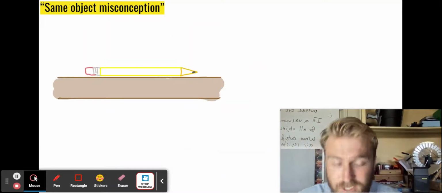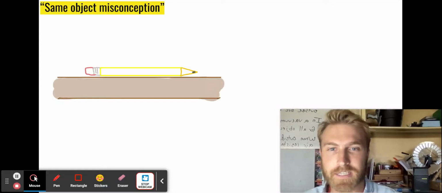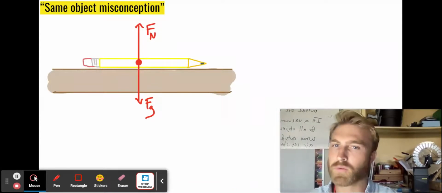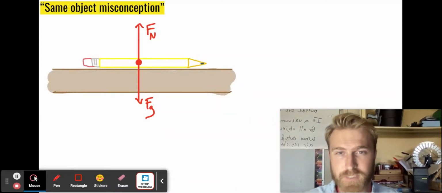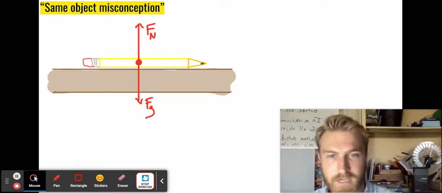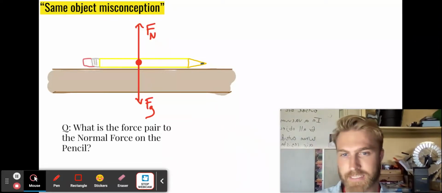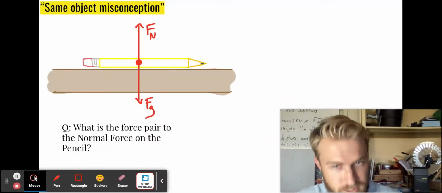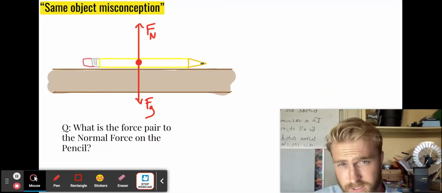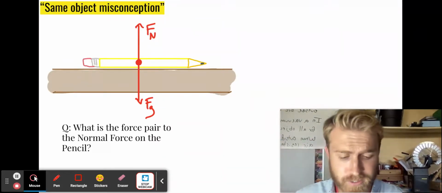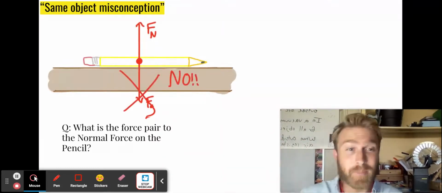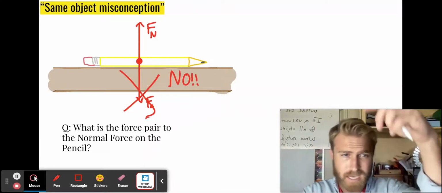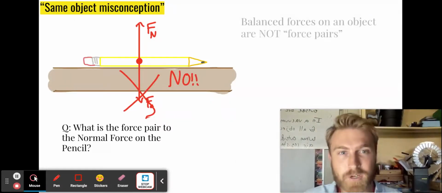Okay, so here's a misconception, and that's why we like to teach it like this. We have a pencil, and it's sitting on a desk, and a student has drawn a great free body diagram for this pencil, and they have the normal force, and they have the force due to gravity, and they get a question like this. What is the force pair to the normal force on the pencil? So what is the force pair to that normal force that's shown right there? And you know what most students do? They go, gravity. But that's wrong. That's totally wrong, because they think, oh, look, it's equal in amount, but it's opposite in direction. But that's not a force pair.